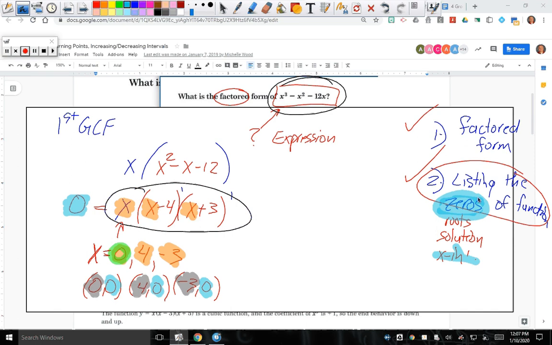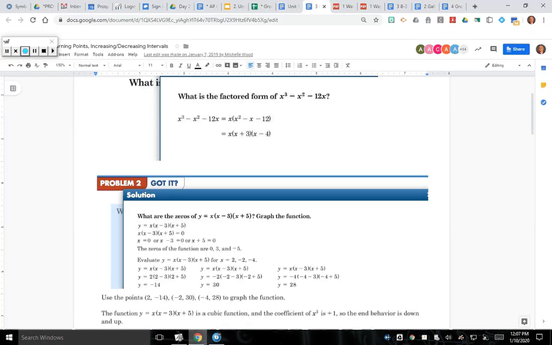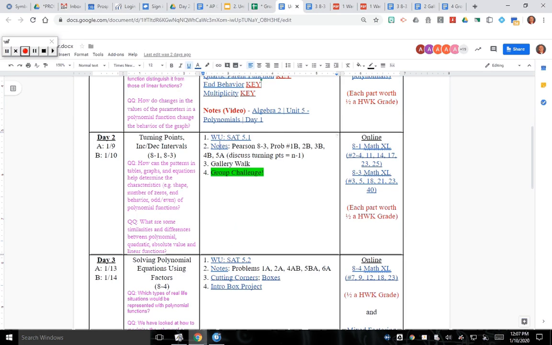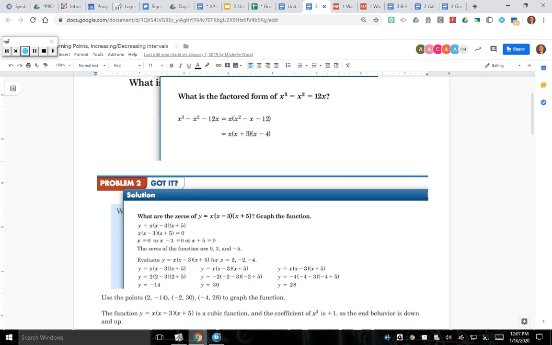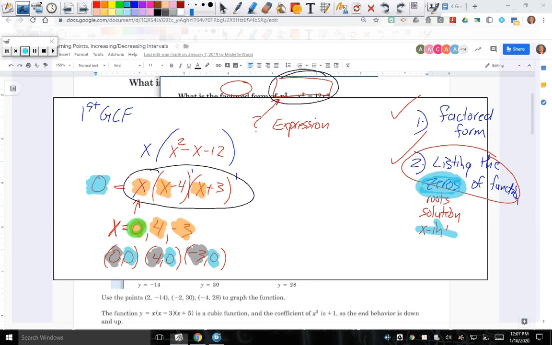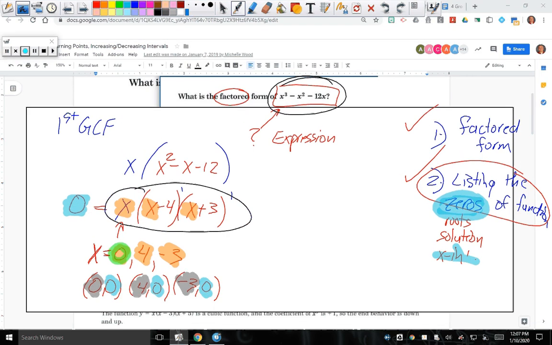So what we're doing today is, let me show you. The turning points, the increasing, decreasing. What we're looking at is how to graph these functions basically without a calculator. We're looking at their end behavior as you go to infinity and negative infinity. Our goal is to take equations like this and be able to graph them by hand without even touching the calculator.